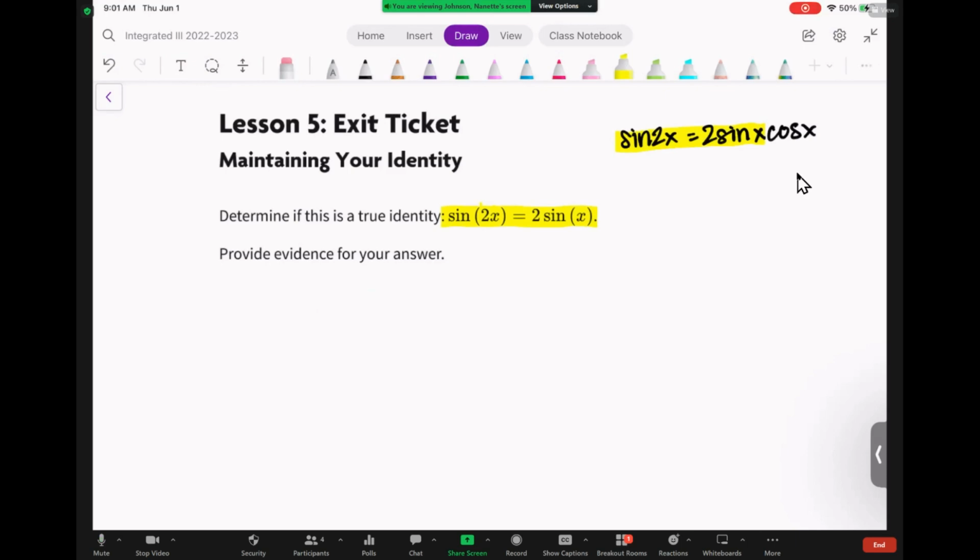But what you want to do is prove it. Someone asked, does the 2 do different things to each side? This 2 is inside. So if you had a number and you knew what x was, you'd multiply by 2 first, and then you take the sine of that. Versus here, you take the sine and then multiply by 2. So order matters here, right?